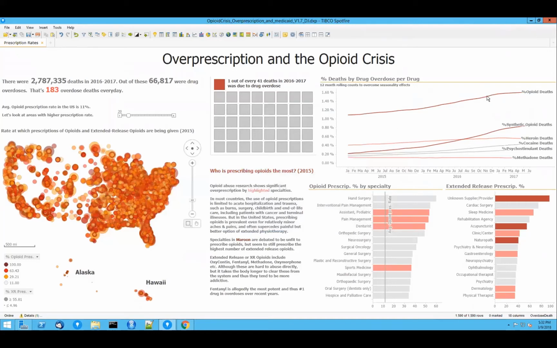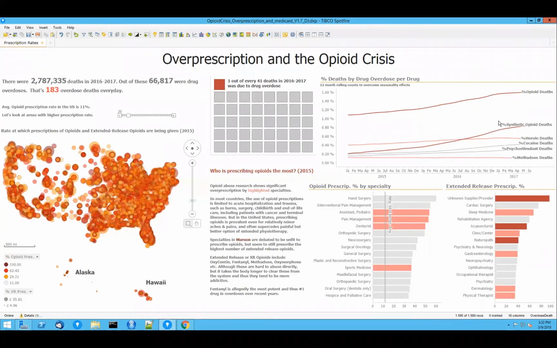So you can see that opioids and synthetic opioids exceed the others by a vast amount. Now, heroin and methadone, they're also opiates. So the color scheme reflects the similarity. And they tend to be pretty high, but these are the high-level groups that we'll be focusing on.